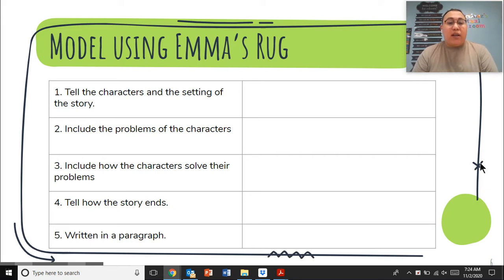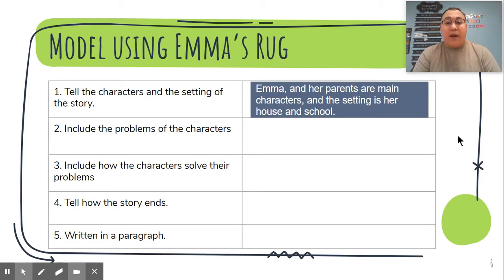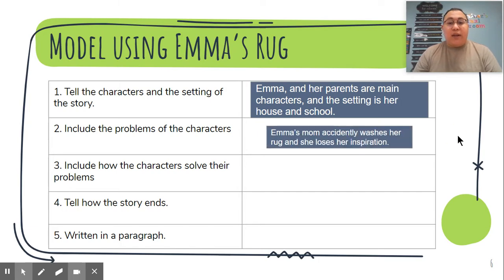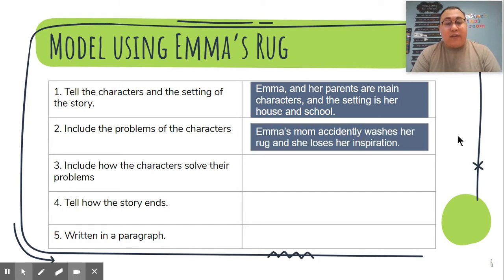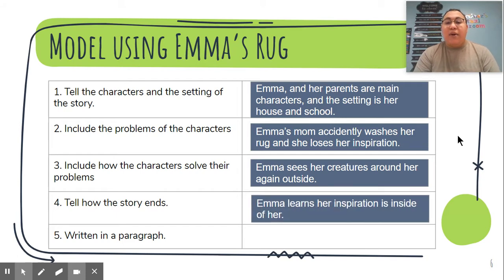So the first thinking step is to tell the characters and the setting of the story. The characters are Emma and her parents are main characters, and the setting is her house and school. The problem of the story is Emma's mom accidentally washes her rug and she loses her inspiration. So, what does she do to solve her problems? Emma sees her creatures around her again outside, and then you tell how the story ends. Emma learns her inspiration is inside of her.